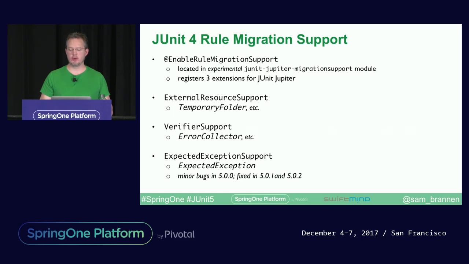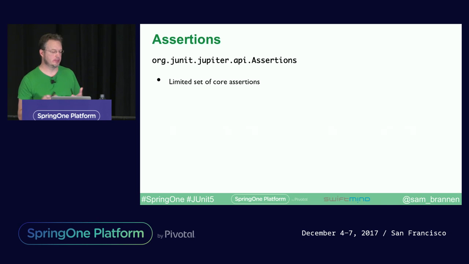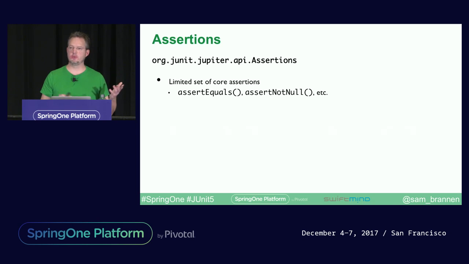So yeah, there were some minor bugs in 5.0. If you're using the latest and greatest, 5.0.2, those bugs have been fixed. So assertions, that's in a new Assertions class. It's no longer called Assert. A limited set of core assertions like you had in JUnit 4, stuff like assertEquals, assertNotNull, but also support for Lambda expressions. So the new way to check for exceptions is with assertThrows.